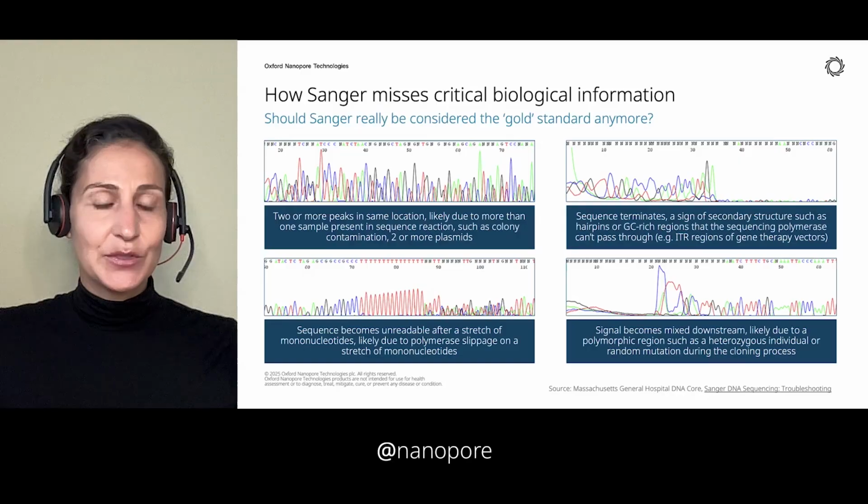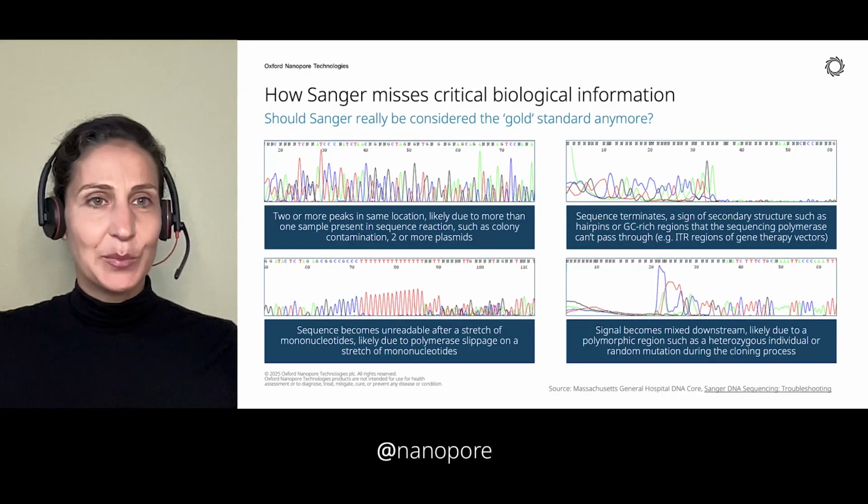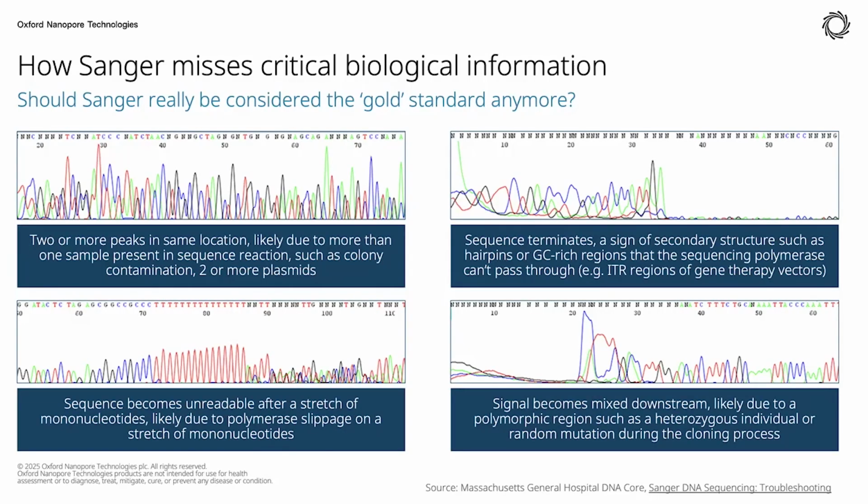And so in this slide, we're going to take a look at a couple of examples of how this happens. On the top left panel, we can see overlapping peaks, and this suggests that we have contamination in our sample. This can often happen when we've picked more than one colony or we've contaminated our sample prep for our plasmids somehow. And so this can be very difficult to resolve and deconvolute.